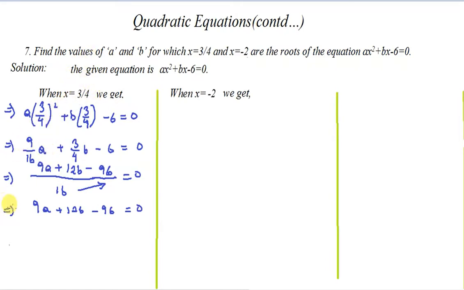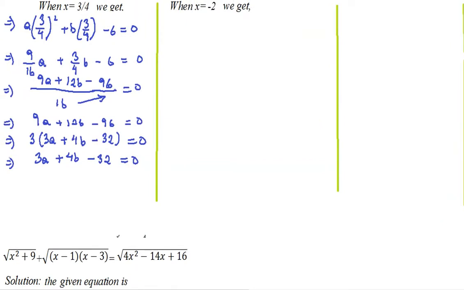Now we take 3 common. 3 into 3 is 9, 3 into 4 is 12, 3 into 32 is 96. Dividing by 3, we get 3a plus 4b minus 32 is equal to 0. So 3a plus 4b is equal to 32. We will call this equation 1.